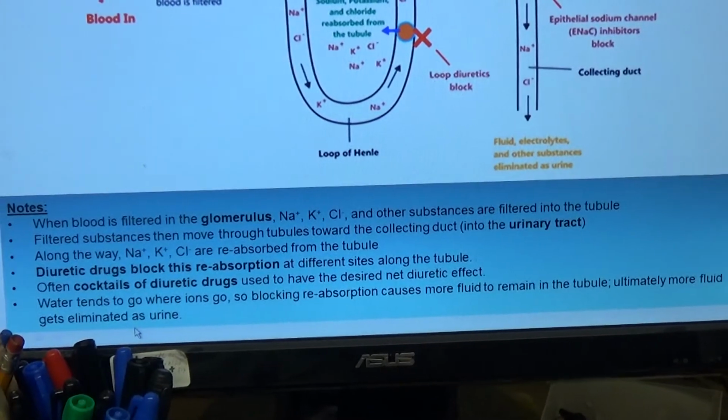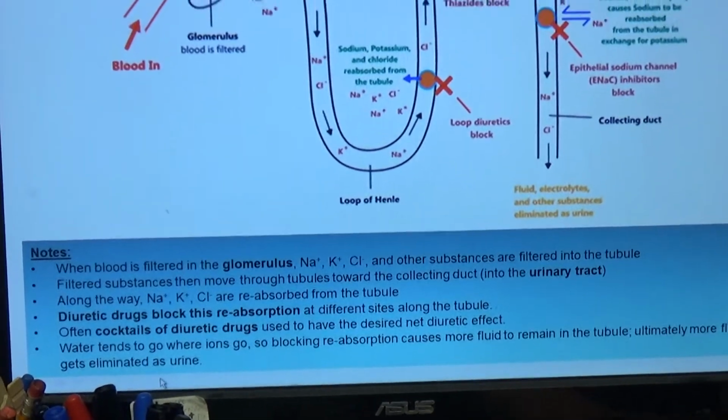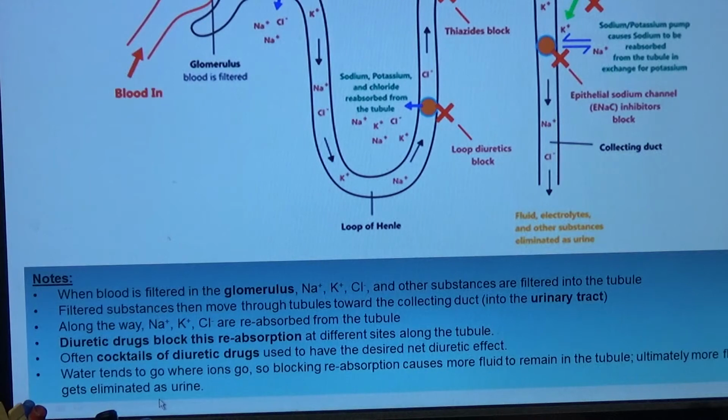Okay, so now we basically have an idea of how the nephron works, and how diuretics that target the nephron work as well.